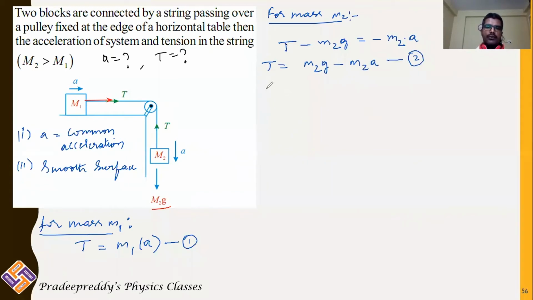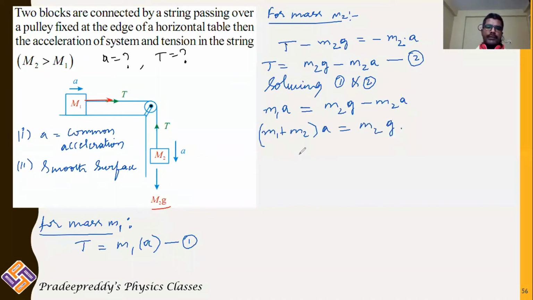Solving equations 1 and 2, you can write m1 into a is equal to m2 into g minus m2 into a. Bring this to the other side. m1 plus m2 into a is equal to m2 into g. Therefore, acceleration a will be equal to m2 divided by m1 plus m2 into acceleration due to gravity. This is acceleration of the system, and this is common acceleration.